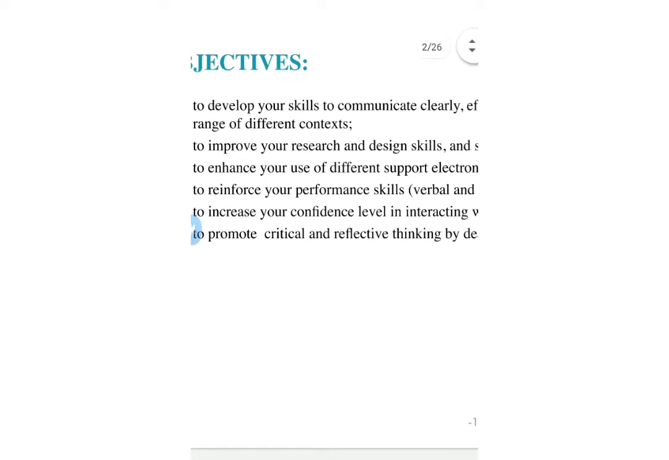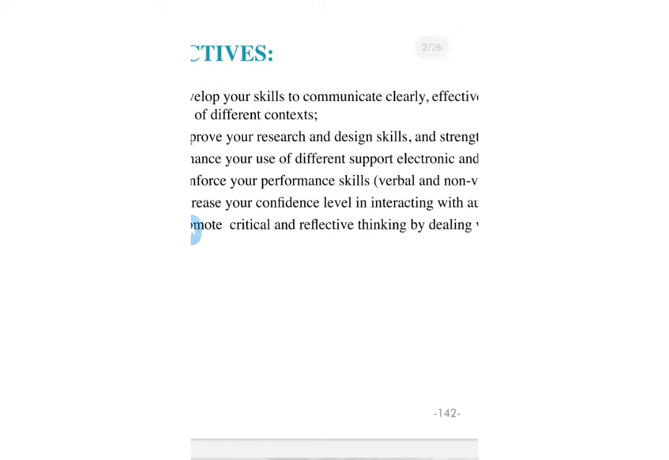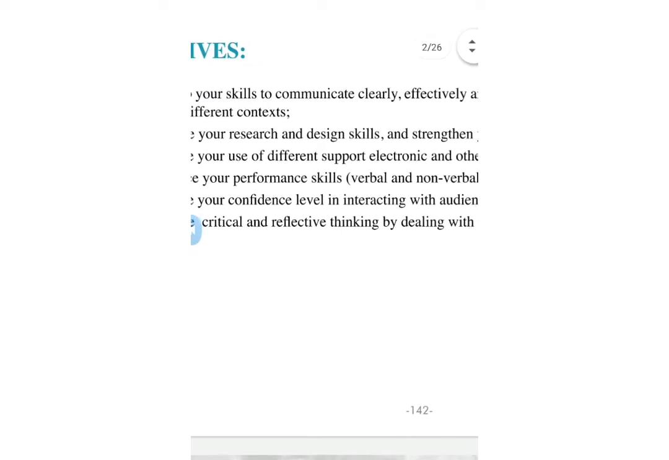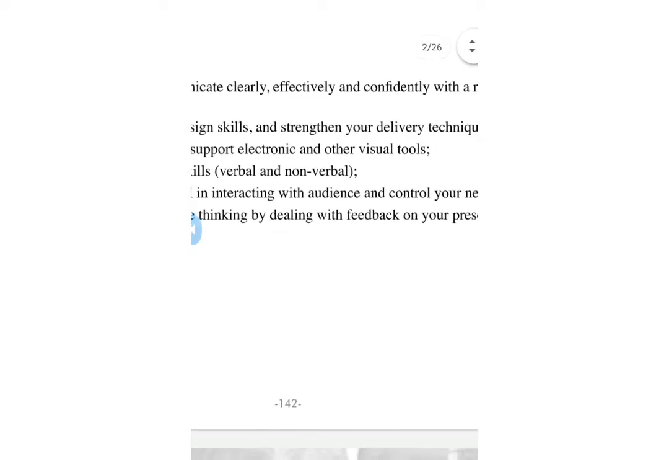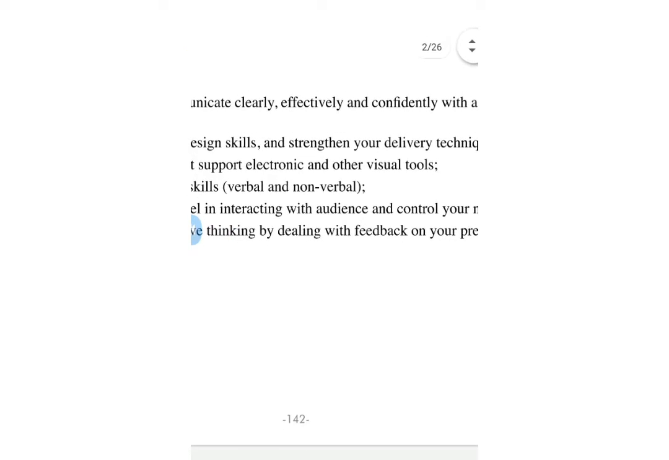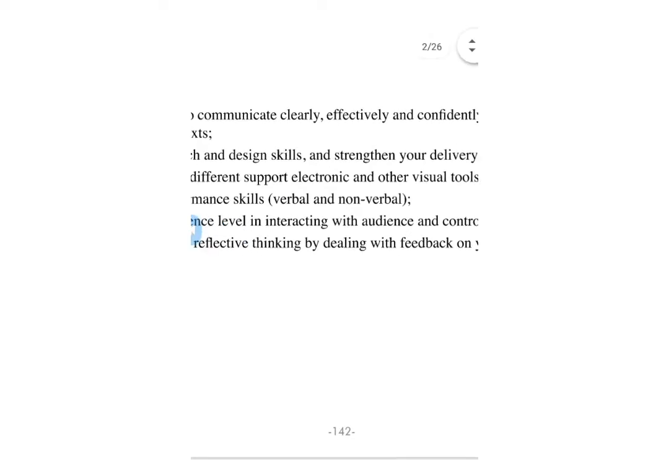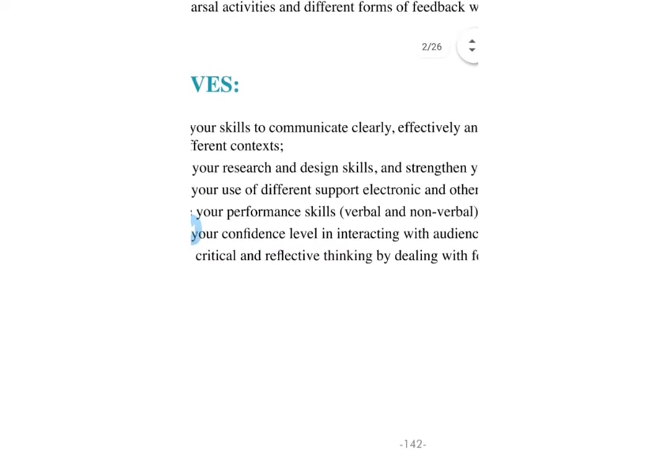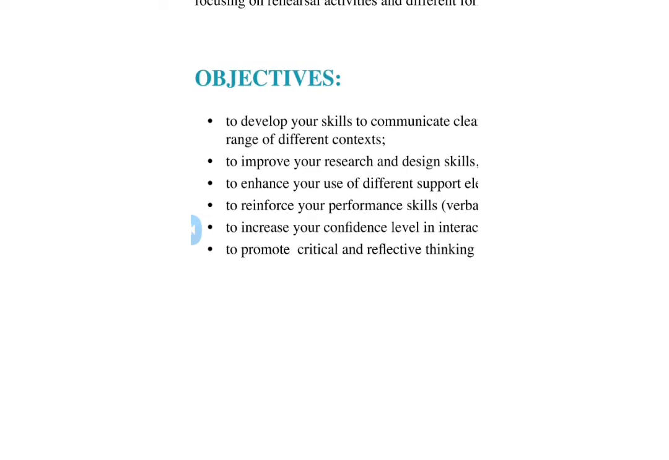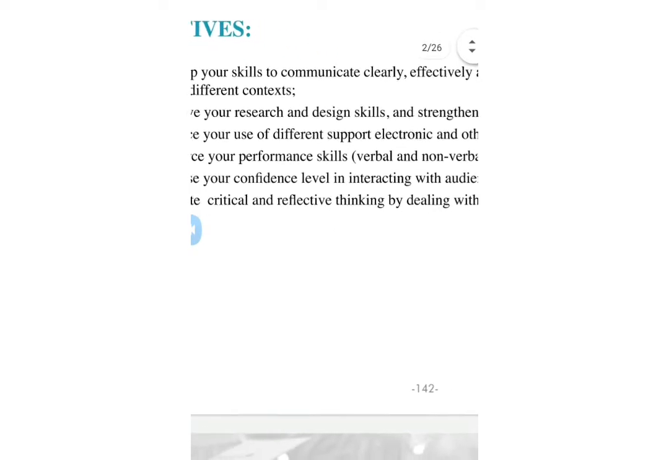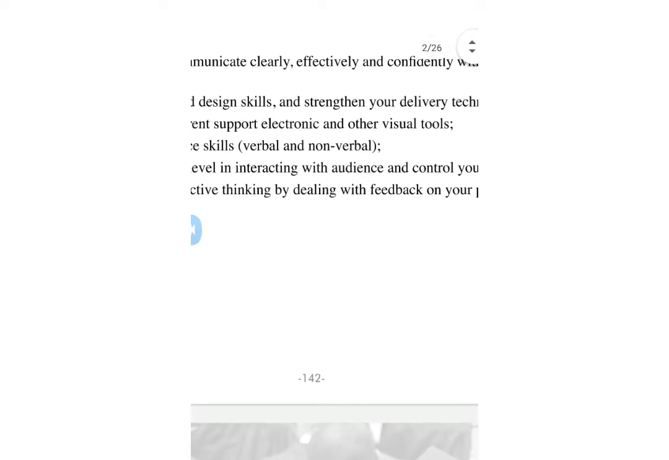So this presentation helps you improve your research and design skills, because you'll be designing your entire presentation. So that will also improve, and it strengthens your delivery technique. Delivery technique, how you deliver, how you speak in front of your audience, how you deliver your dialogue. Okay, so it improves all this. To enhance your use of different support, electronic and other visual tools.